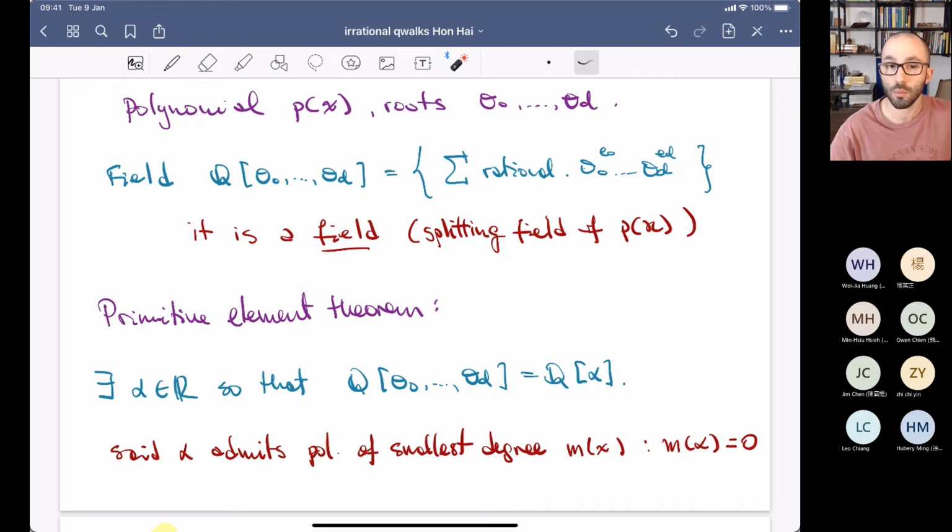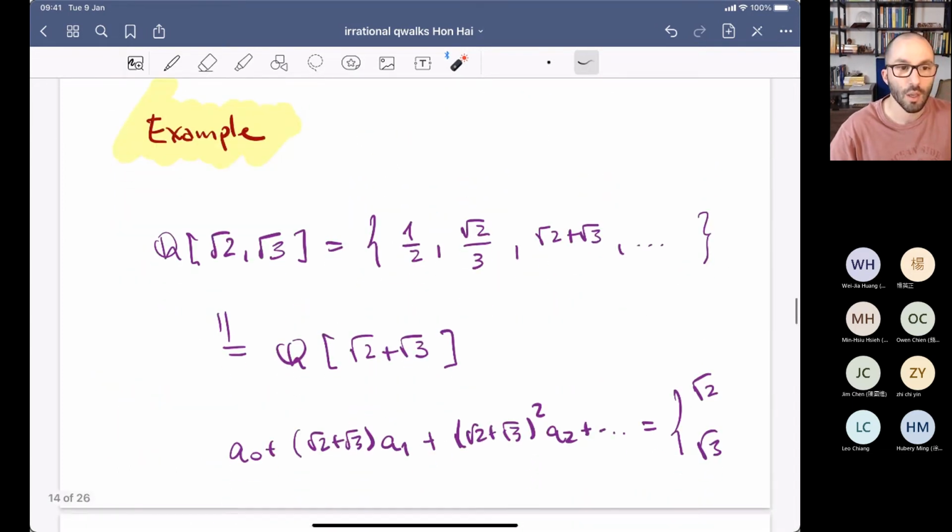Let me give you one example. If you've never seen this before, I know this is all starting to sound a little bit too abstract, but it's actually quite concrete. So this is the standard example you will see in your Galois theory course. The rationals extended by square root of 2 and square root of 3. So this is basically all things that you can write, which are rationals times either this guy or both, or combinations of them. Okay, now things that look like this.